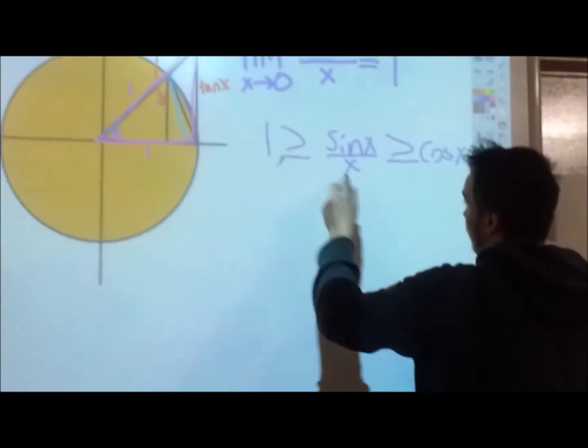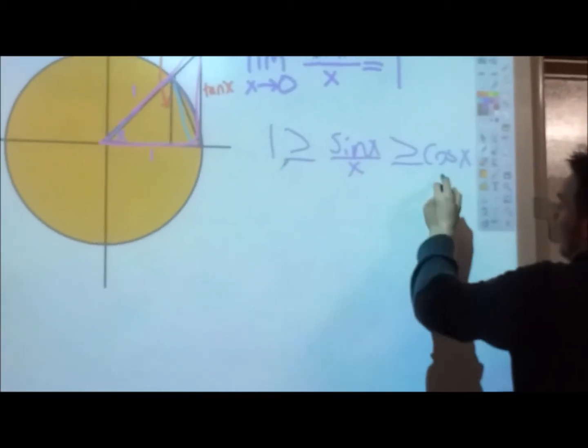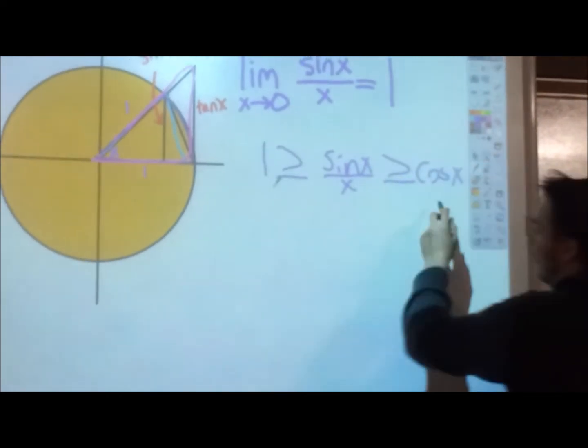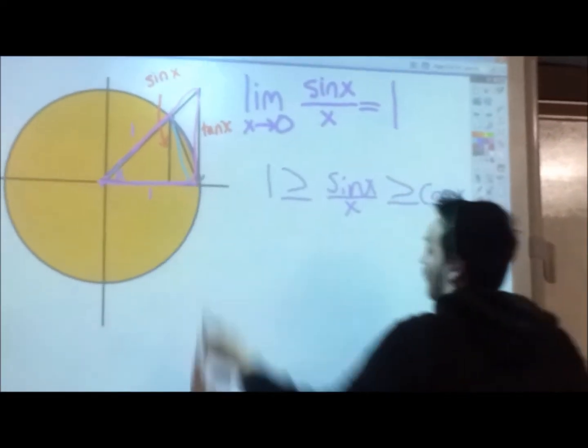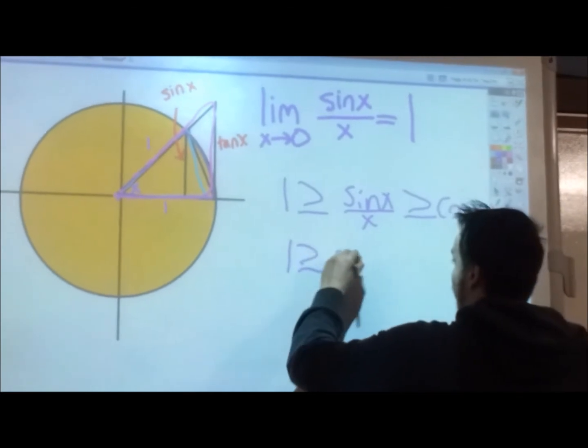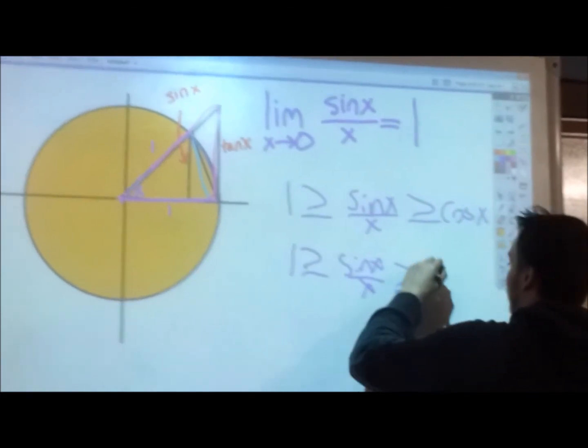1 is going to be 1. The limit of sine of x over x we don't know quite yet. The limit of cosine of x as x approaches 0, well, cosine of 0 is just going to be 1. So we can just change this to 1 is greater than or equal to sine x over x, which is greater than or equal to 1.